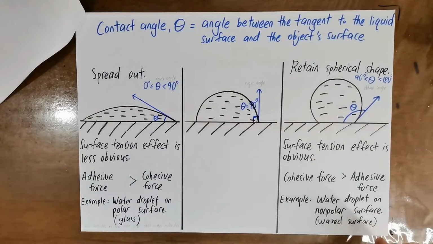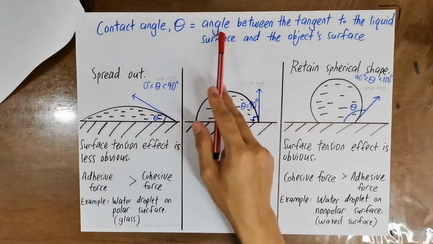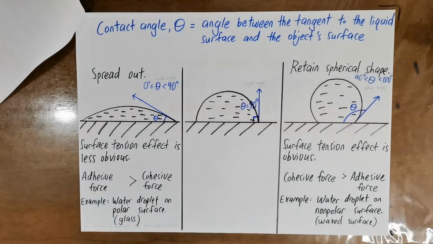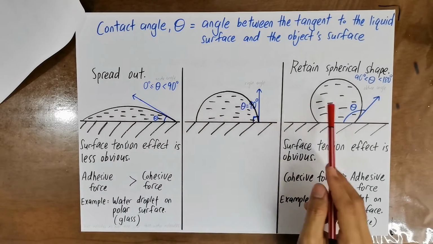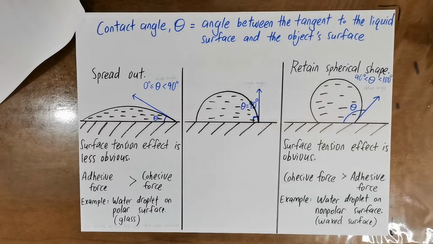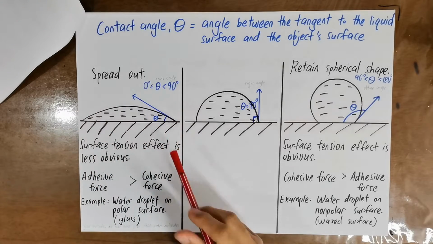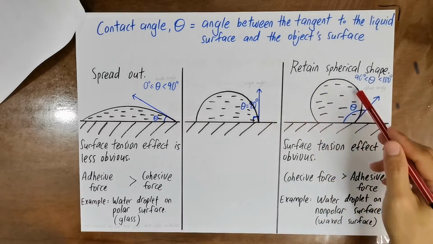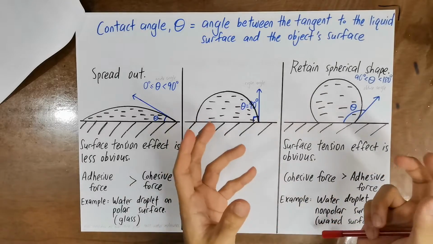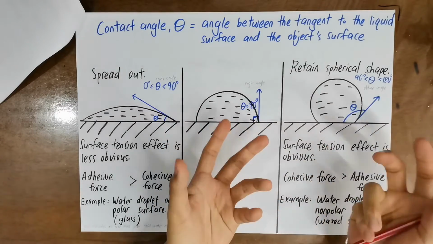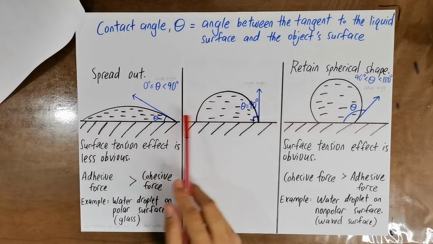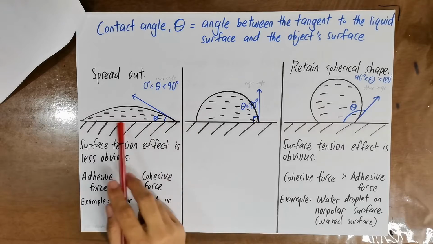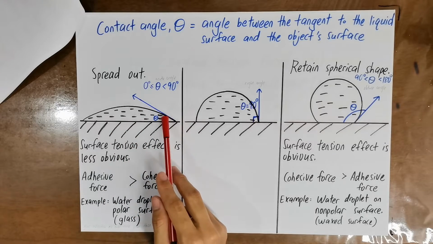Okay, so let's now take a look at the contact angle. Contact angle is the angle between the tangent to the liquid surface and the object surface. For example, you have three liquid droplets here. This liquid droplet tends to spread out, and for this water droplet, it tends to retain a beautiful spherical shape. And this is the contact angle, the angle between the object surface and the tangent of the water surface.